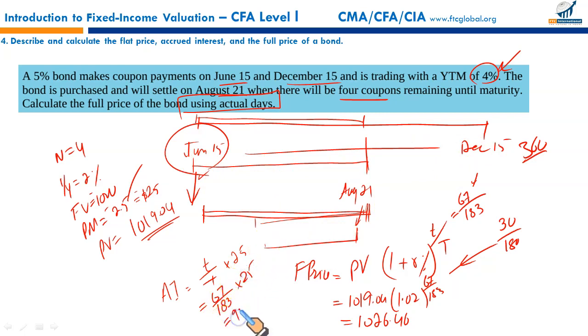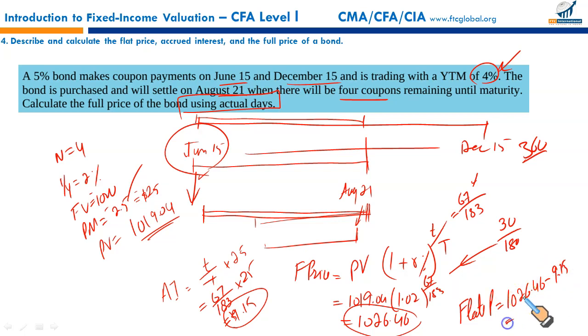So it's $9.15. Now, this is the full price and this is the accrued interest. Then what is the flat price? The flat price is equal to full price less accrued interest. This flat price is sometimes also called the clean price.